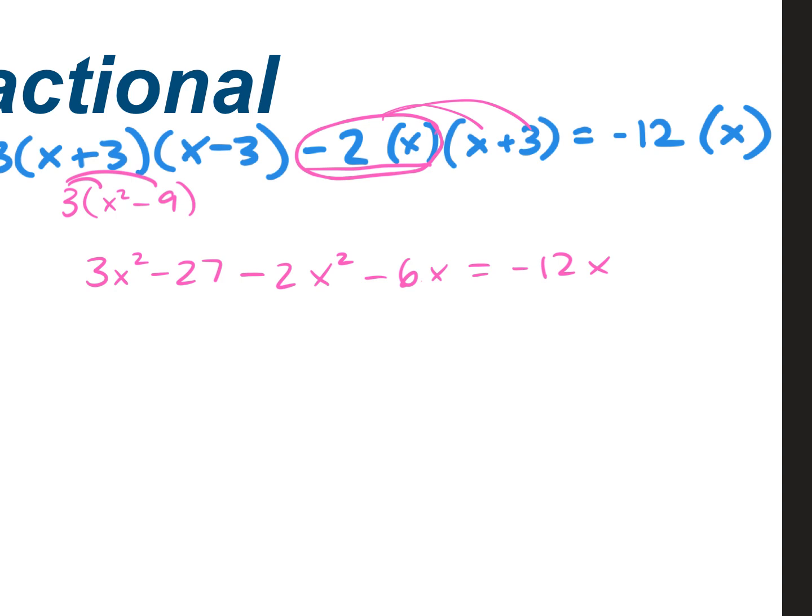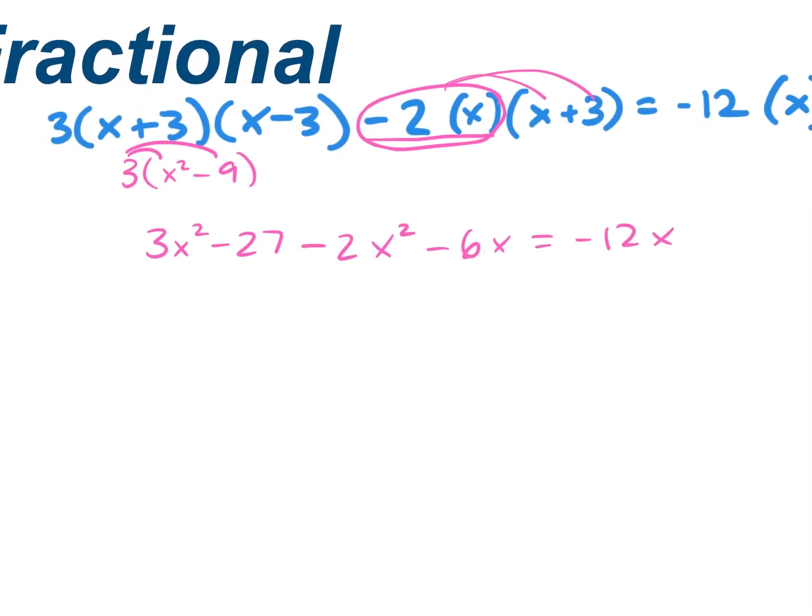What do you think I have to do next? We're going to combine our like terms. So 3x squared minus 2x squared would just be x squared. I'm going to add the 12x over, combine it with the negative 6x. So that would be plus 6x minus 27 equals 0.